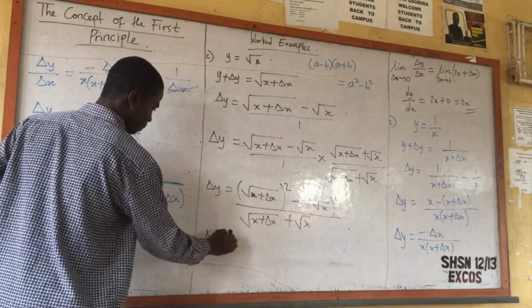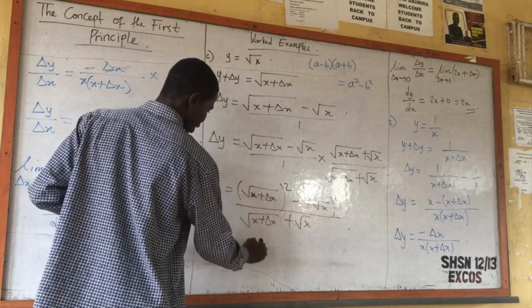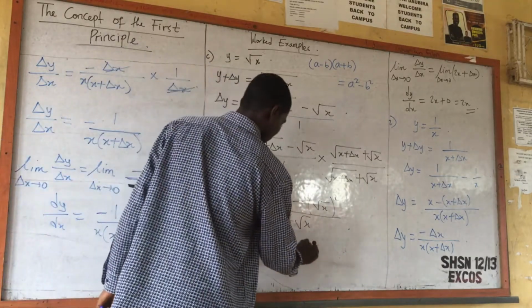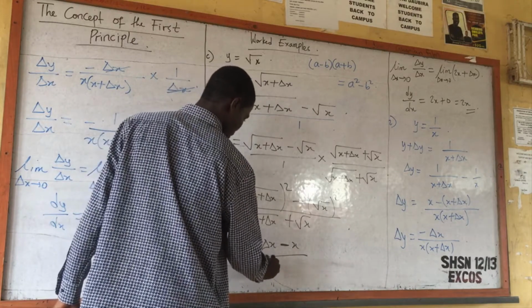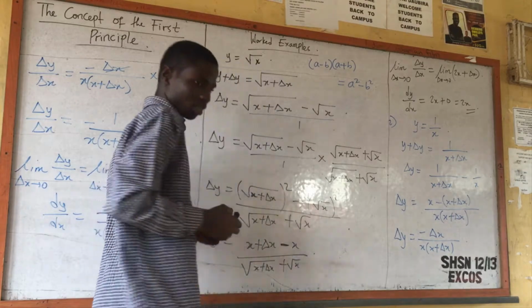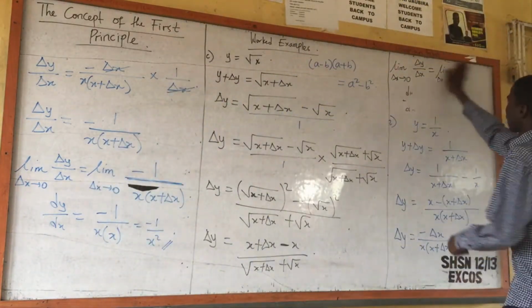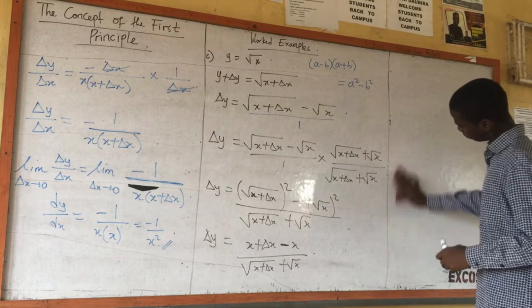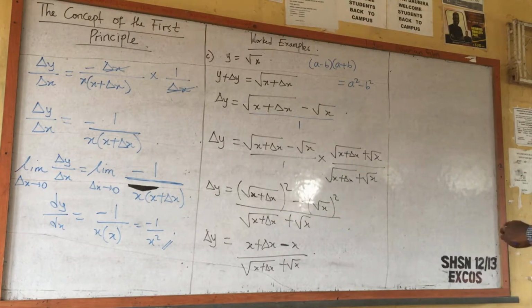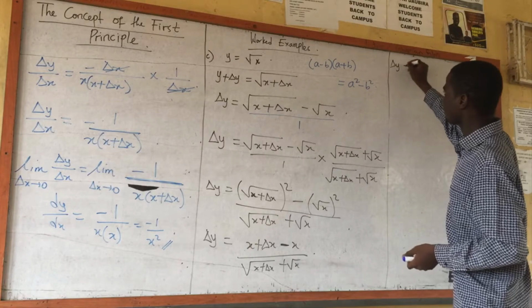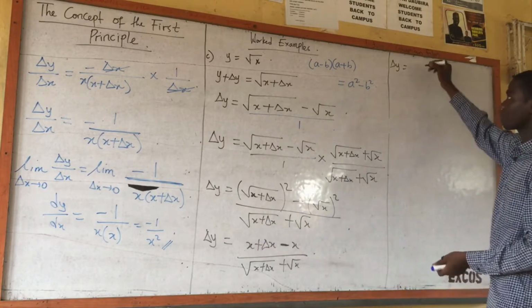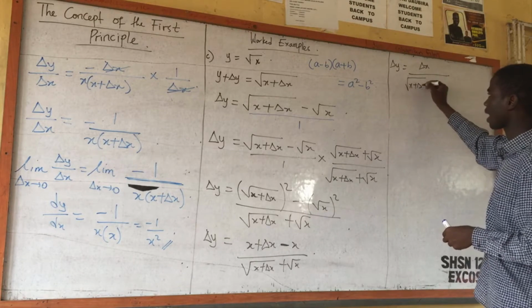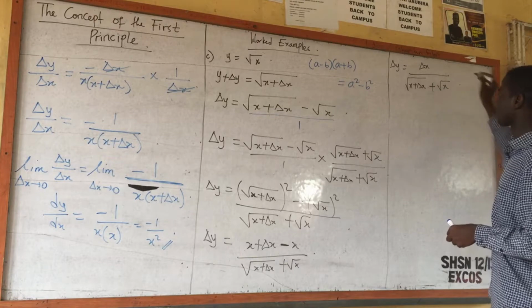So I will have delta y is equal to, we cancel the square root, so I'll be left with s plus delta s at the numerator minus, we also cancel the square root, minus s, all over square root of s plus delta s plus root s. So that we have delta y to be equal to s minus s, which will just be equal to delta s, all over square root of s plus delta s plus root s. That's what I'm going to have.